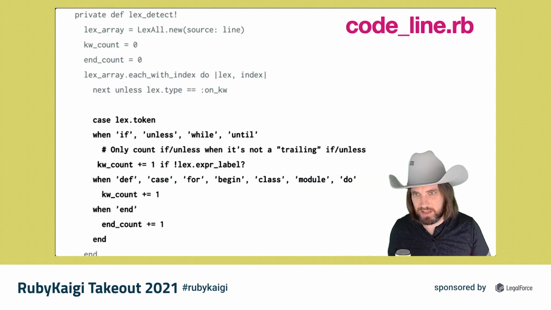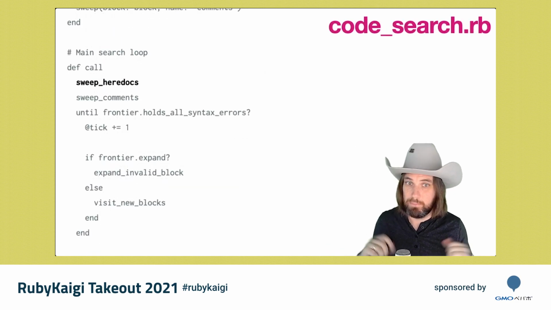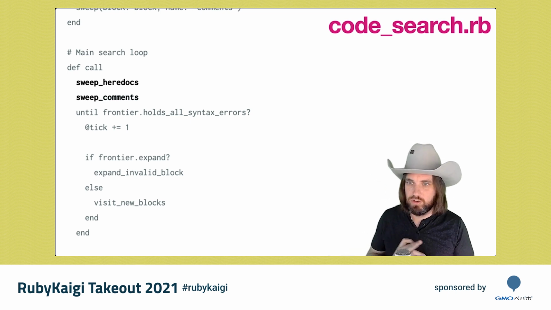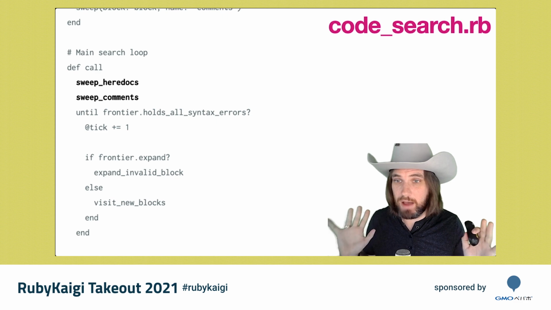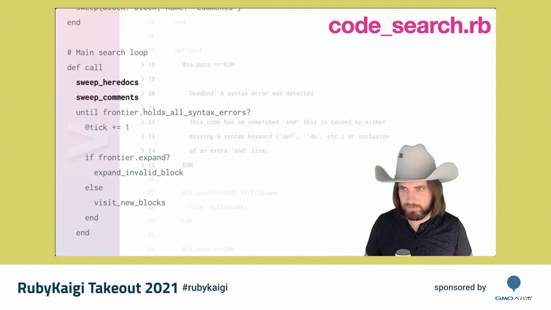Essentially, lexing each line doesn't work with here docs. So what are we going to do? How are we going to solve it? My solution to the problem was to delete valid here docs up front. In addition to that, sweeping comments makes the output more concise and helps with detection of any empty lines.